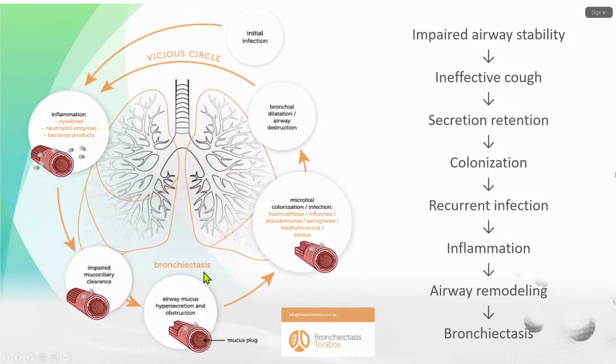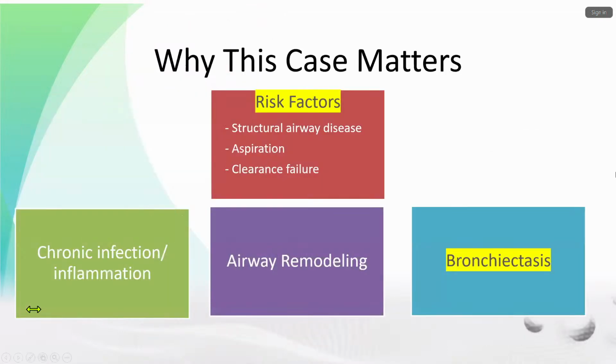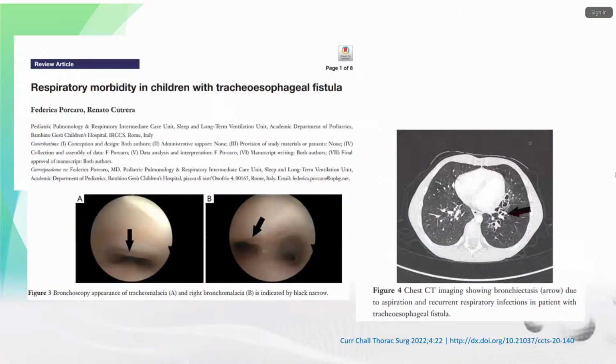Usually for kids with TE fistula repair, it's not only the infection or inflammation itself, but the risk factors of structural airway disease with aspiration and clearance failure. So with chronic infection, inflammation, and airway remodeling, bronchiectasis occurs in this case. The respiratory morbidity in children with TE fistula was previously reported in many evidence bases. This is the bronchoscopy appearance of tracheomalacia that you already showed, and the bronchiectasis in the CT scan.